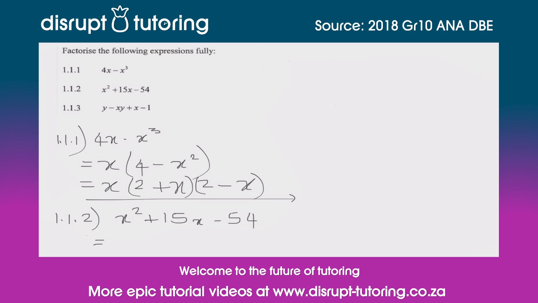All right, so I'm going to draw out my 2 brackets. I now need to look at my sign. So this sign over here indicates that I need different signs in both of the brackets. I can square root my first term immediately because there isn't a coefficient there. So I can put an x and an x. Now we need to try and find 2 numbers that multiply to 54 and subtract to 15.